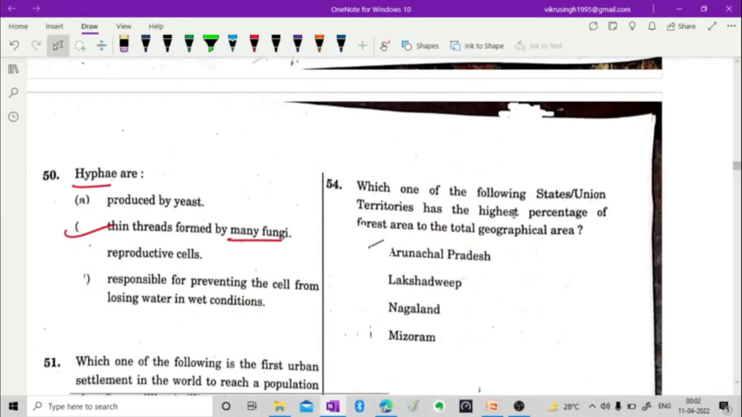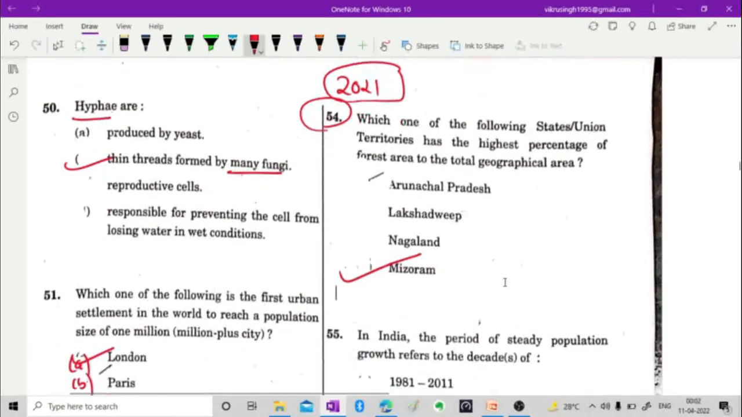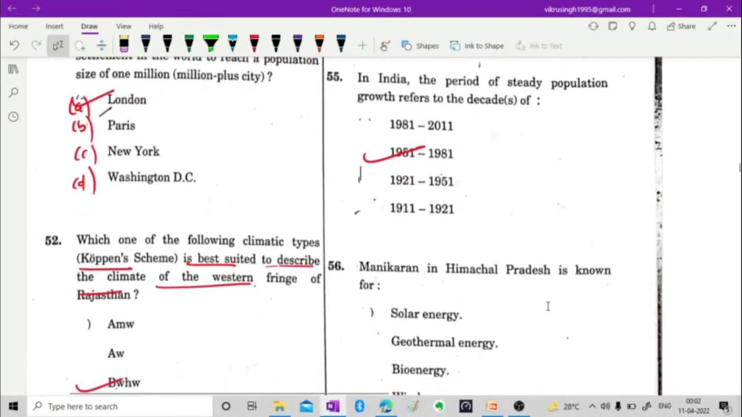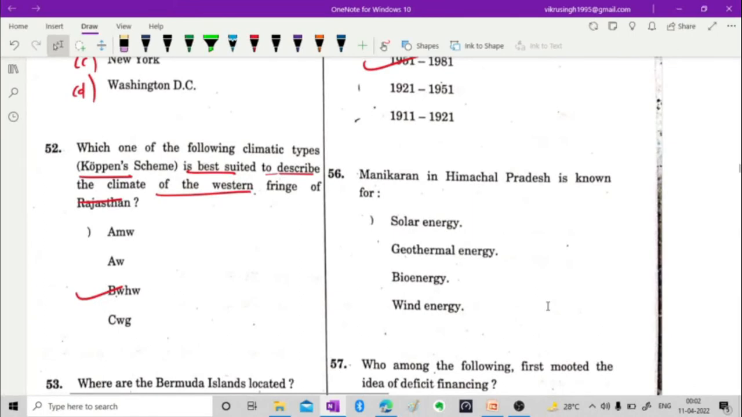Which of the following states or union territories has the highest percent of geographical area under forest? The Forest Report comes out, and the 2020-2021 one came out. So according to this, Mizoram has the highest forest percentage of geographical area. In India, the period of steady population growth refers to the decade of 1951 to 1981. Moving on to the 56th question, Manikaran in Himachal Pradesh is known for geothermal energy.